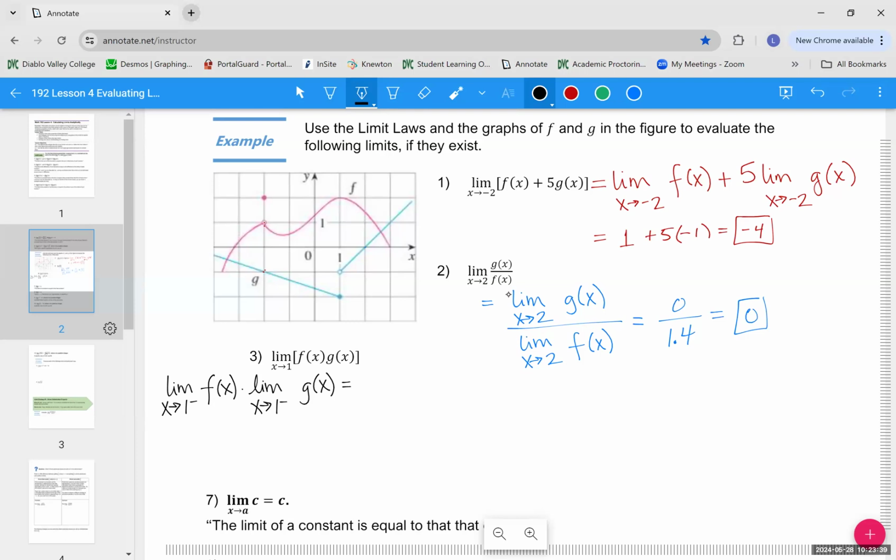The limit as x approaches 1 from the left. So I'm only looking at from the left side of 1, and for f, the y values are approaching 2. And for g, as I'm coming towards 1 from the left, my y values are down here, and they are approaching -2. So from the left, the product of these two limits would be -4. So now I'm going to look at it from the right.